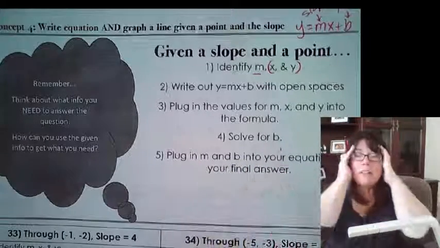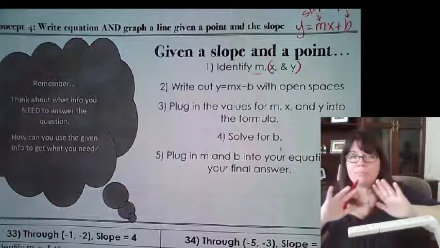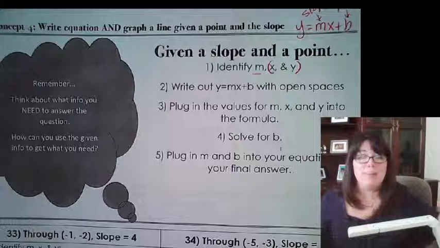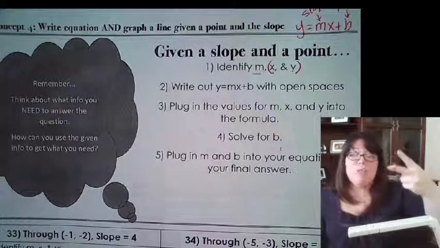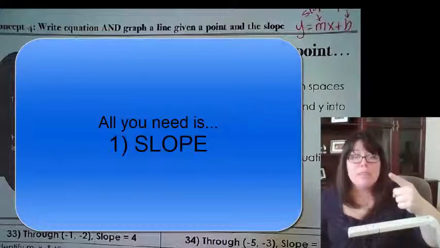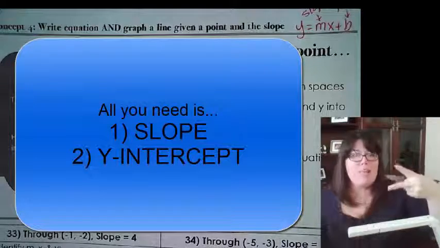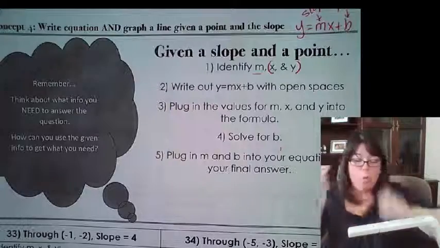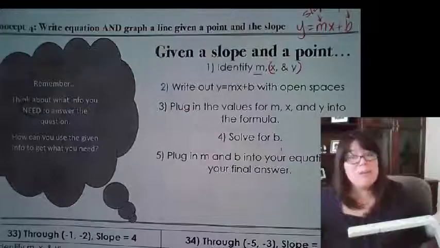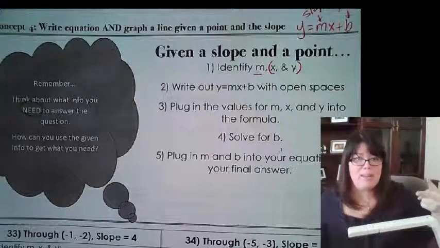Now, if that seems a little bit crazy and overwhelming to you, don't worry about it. Writing the equation of a line in slope-intercept form always comes down to two things. You need the slope, you need the y-intercept. And everything is going to revolve around how do I get those two things. So I don't want you to panic. I just want you to think, okay, what do I need? If they're asking me for slope-intercept form, what do I have to have? I need slope, I need y-intercept.